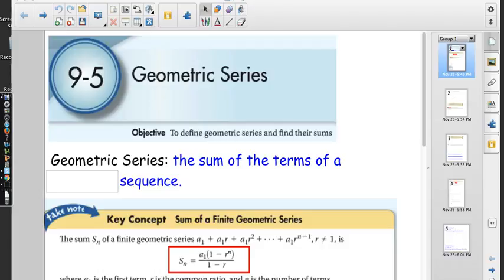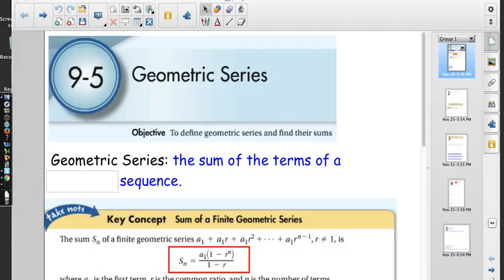We have one formula that we can use when our sequence or series stops, and that's called the finite geometric formula. And then we actually get a formula for infinite geometric series, and probably we won't do that one until tomorrow. So the objective is to define geometric series and find their sums. But we already know what they are. We talked about geometric sequences before.